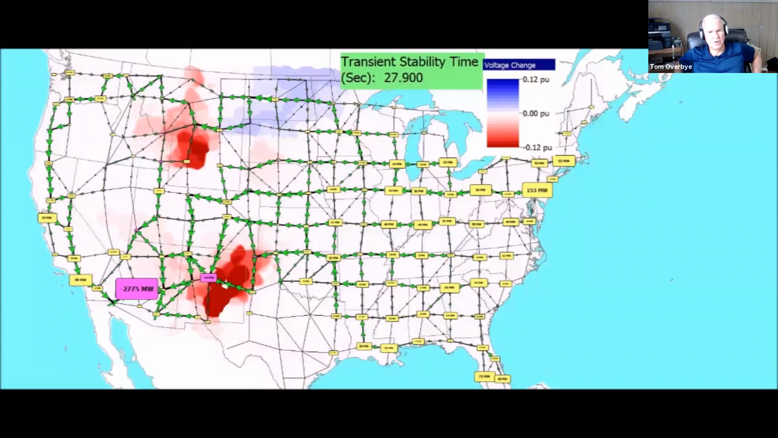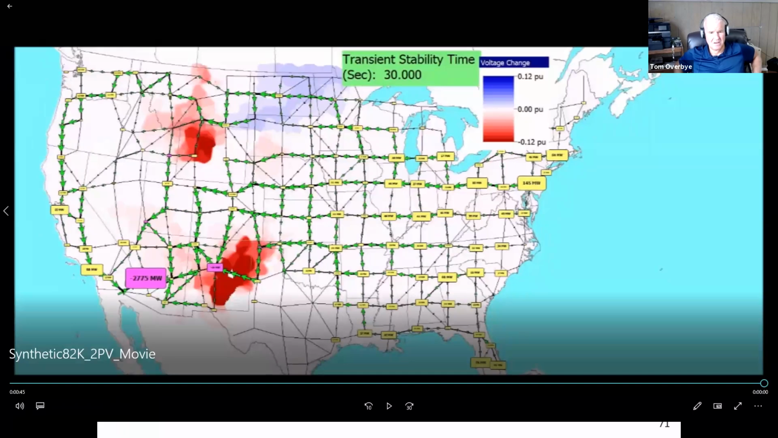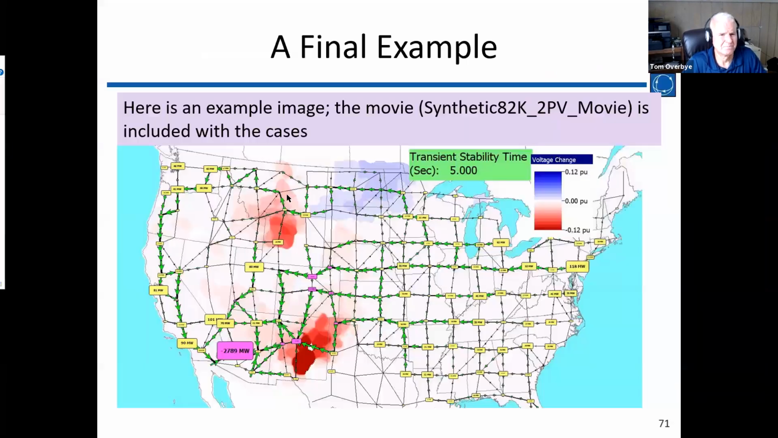Here, the contour is showing the voltage deviation across the case. And you can see that we've got some voltage problems in New Mexico and some voltage problems in Wyoming, recognizing, of course, this is a synthetic grid.